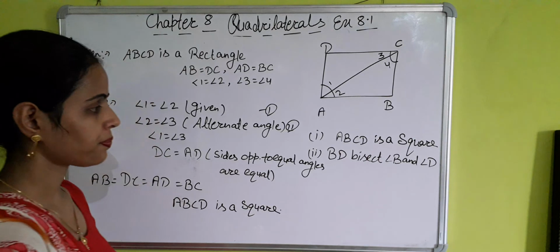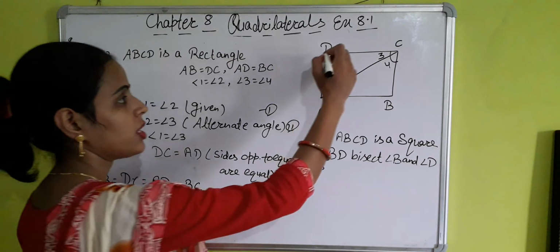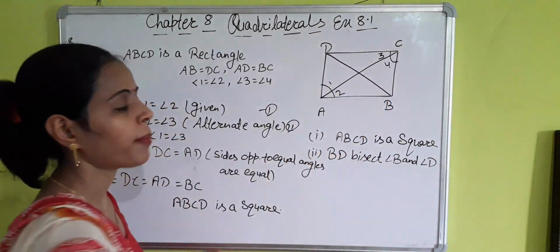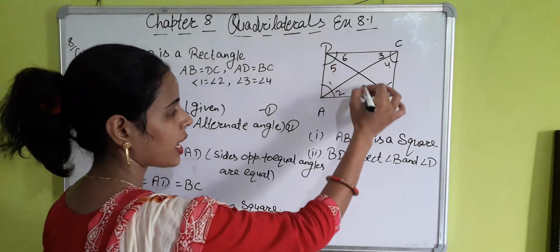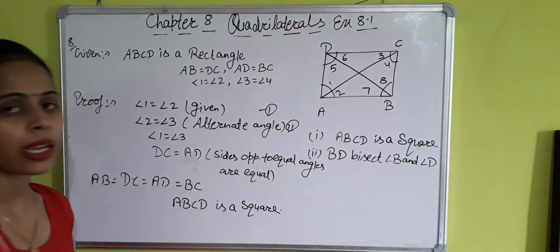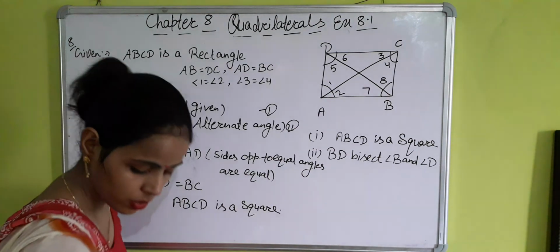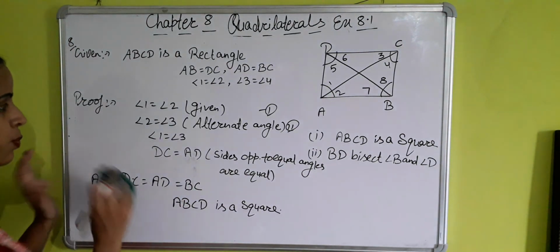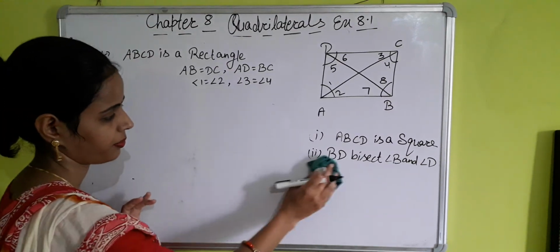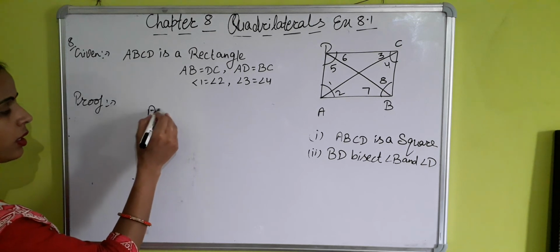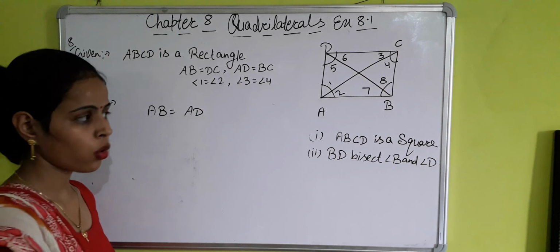In the second part, BD bisects angle B and angle D. This diagonal BD bisects angle B and angle D, meaning angle 5 and 6 are equal, angle 7 and angle 8 are equal. AB equals AD. First part is proved, then take the second part. AB is equal to AD because ABCD is a square.